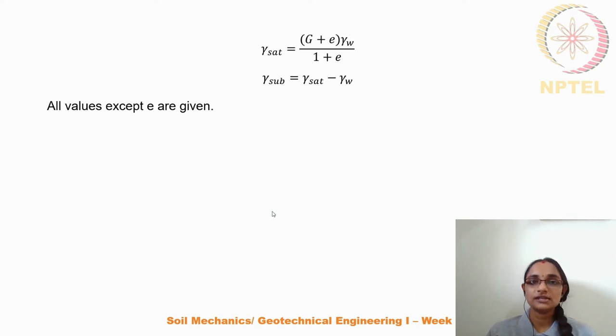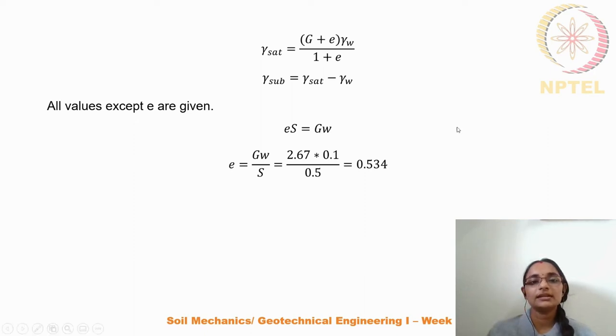But in the previous problems we saw, we have a relation between void ratio, specific gravity, water content and degree of saturation, that is eS is equal to Gw. So, e we can get as Gw by S. That is 2.67 into 0.1 by 0.5, which is 0.534. So we get void ratio as 0.534. Now to solve this problem, it's simple substitution in these four equations for unit weights.